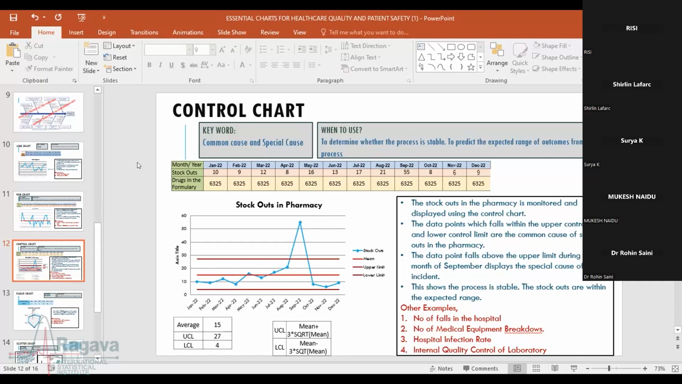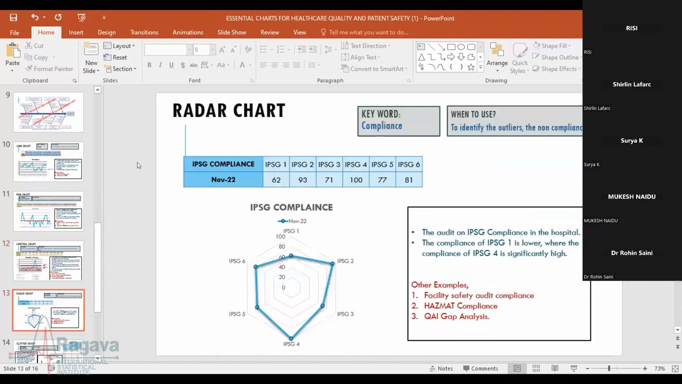Other examples are the number of falls in the hospital, the number of medical equipment breakdowns, the hospital infection rate, and internal quality control for the laboratory. These are all data which we will be able to display in the control chart.